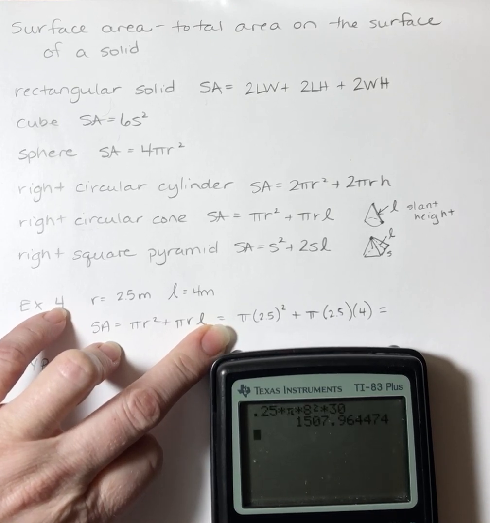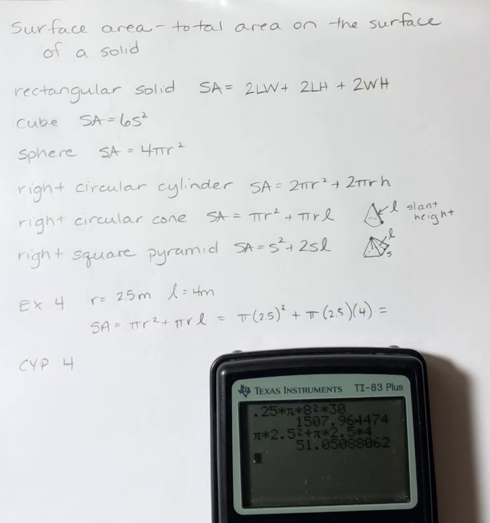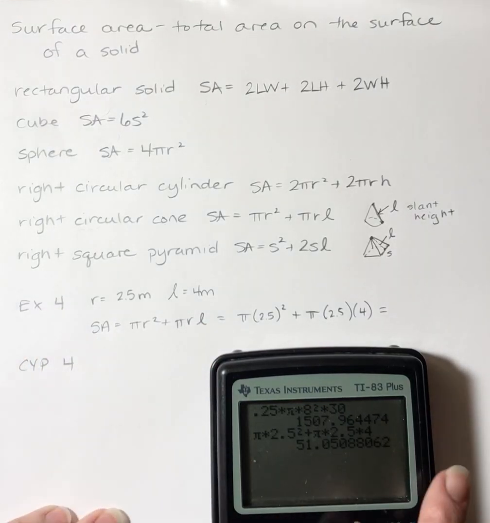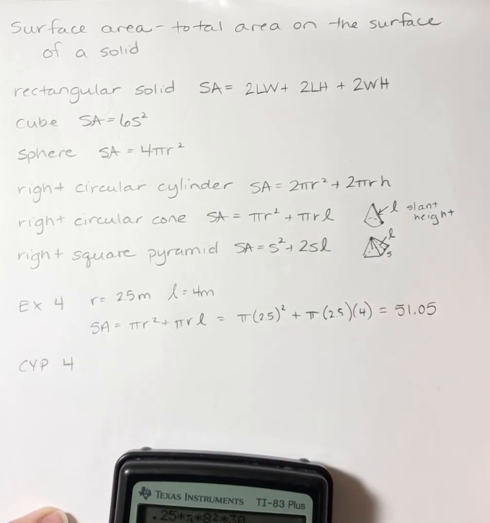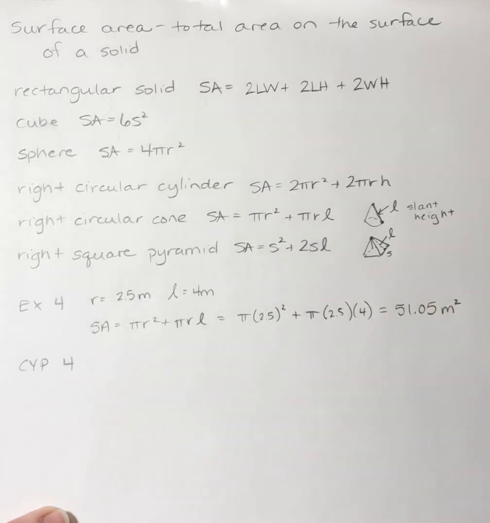So I do pi times 2.5 squared plus pi times 2.5 times 4. And I get 51.05. And now this is area again, so this is going to be meters squared. All right.